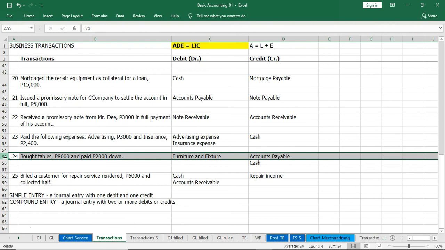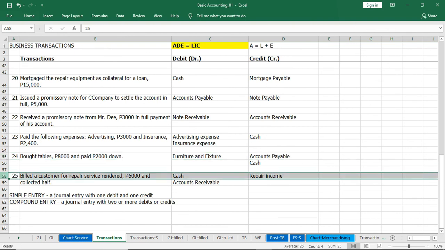Bought tables, 8,000. Tapos, ang binayaran lang ay 2,000. Okay, yung down payment. So, yung balance, di accounts payable. So, increase in asset, debit to furniture and fixture. Tapos, kabawasan sa asset para dun sa 2,000 na binayaran. So, credit to cash, 2,000. And then, yung balance, liability naman, accounts payable, credit to accounts payable, 6,000.